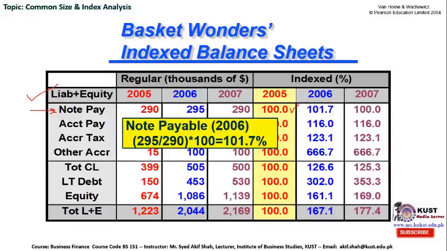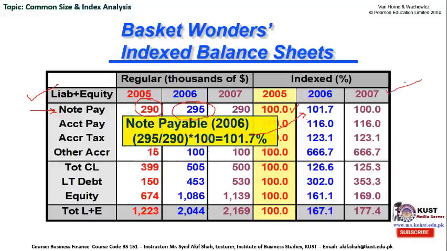And then to compare, how did we calculate the year 2006? With the formula: divide 2006 notes payable by 2005, which is the base year notes payable, and then multiply the whole by 100, and it will give you the resultant answer, which is 101.7%. So we can infer that our company's notes payable has increased from 2005 in the 2006 year. Similarly, we can make the calculation for year 2007.